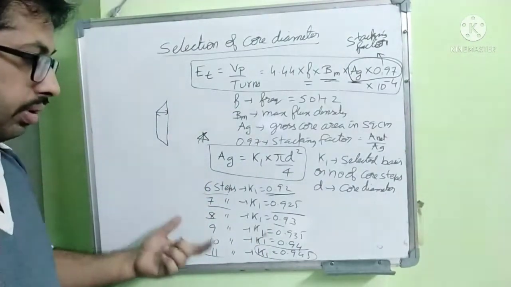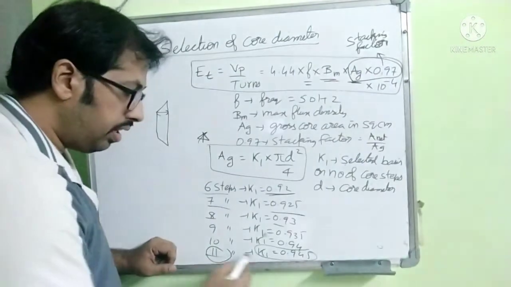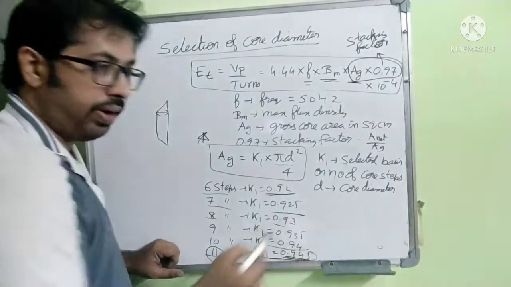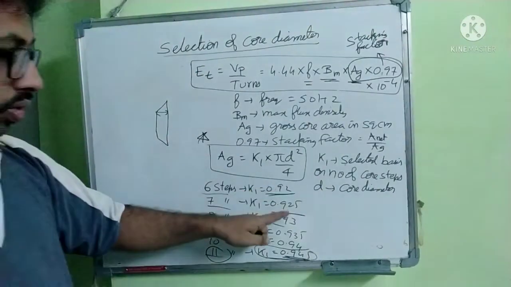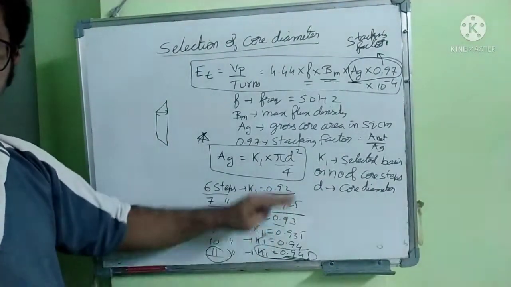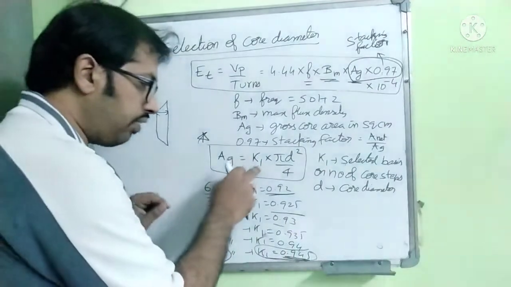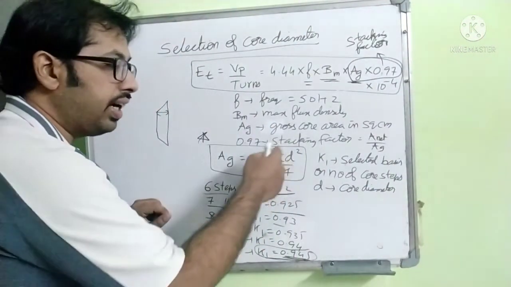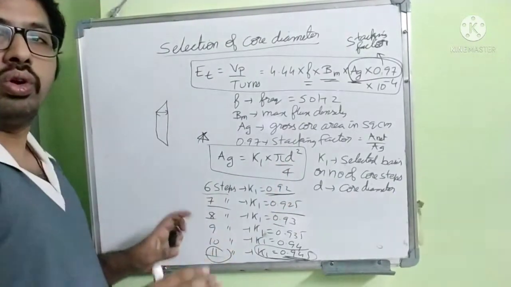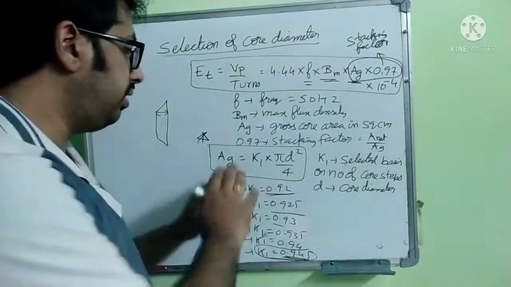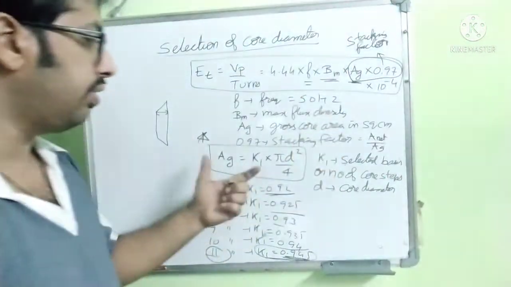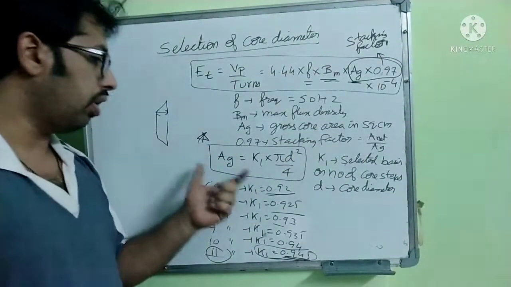You have to say. Suppose we are choosing 11 steps, then for 11 steps we should take K1 as 0.945. See, there is a 0.005 difference there. Okay. So if I substitute this K1 value corresponding to the steps and the gross area, then we can get the diameter of a core. This is the nice method for the 100 kVA transformer and 630 kVA. This is the method we have to follow for the core.